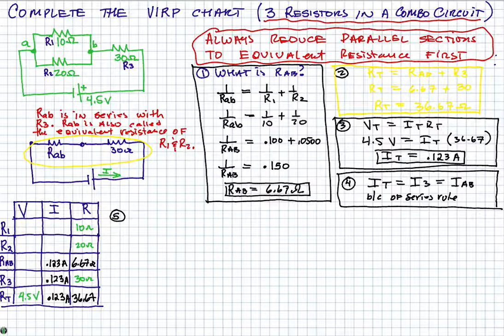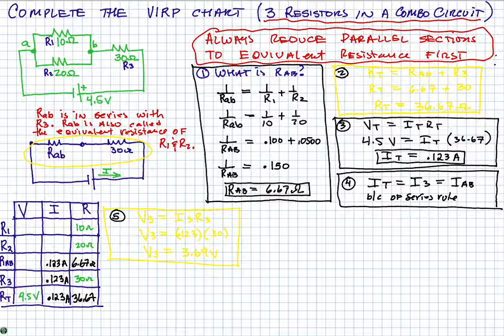Step 5, what could I figure out now? Well, if you go back to the table, you can see that I should be able to figure out those two guys there. So let's do R3 now. So V3 is equal to I3R3. V3 is equal to 0.123 times 30. So V3 works out to 3.69 volts.